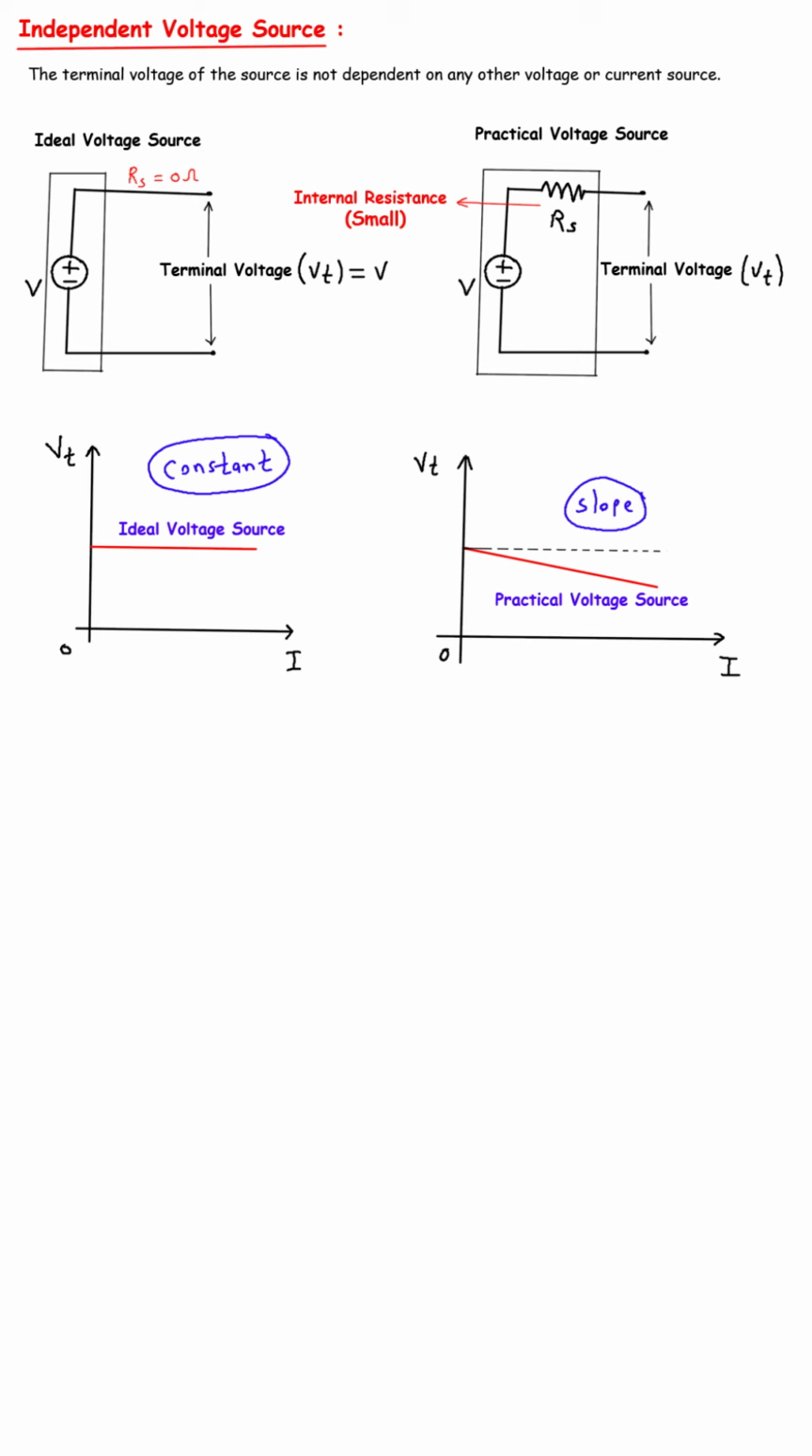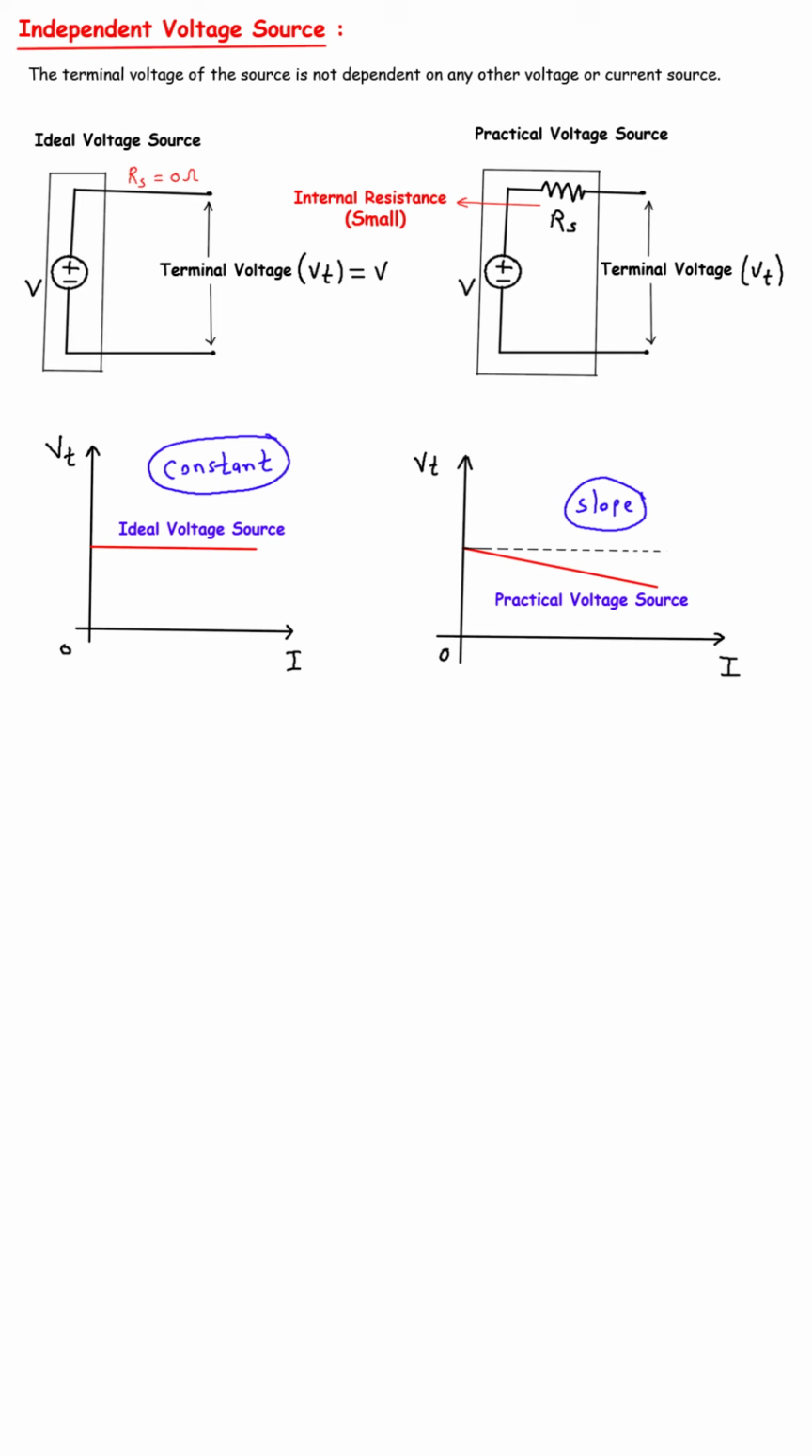Let us understand the concept of an independent voltage source in a detailed and simple way. In electrical circuits, a voltage source is a device that provides electrical energy by maintaining a certain voltage difference between its terminals. When we say the source is independent, we mean that its voltage does not depend on any other voltage or current source in the circuit. That is, the voltage it provides remains the same no matter what else is connected to it.